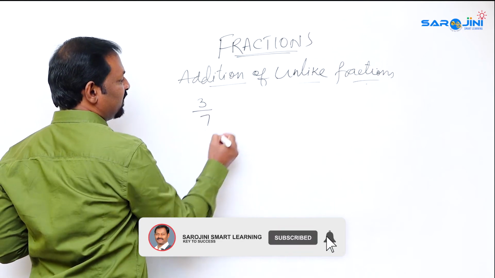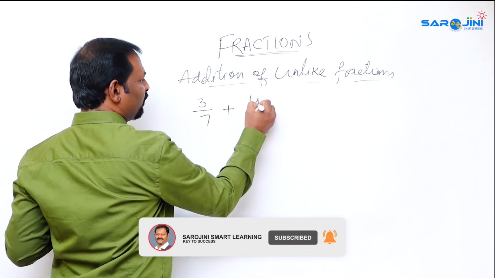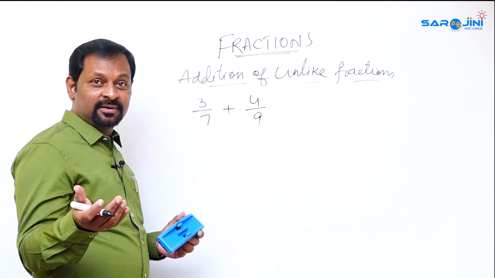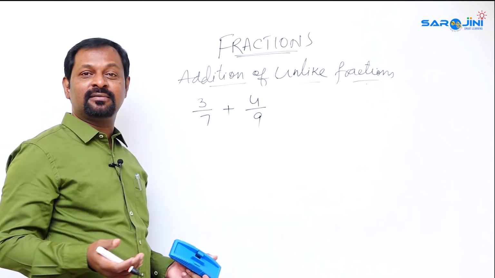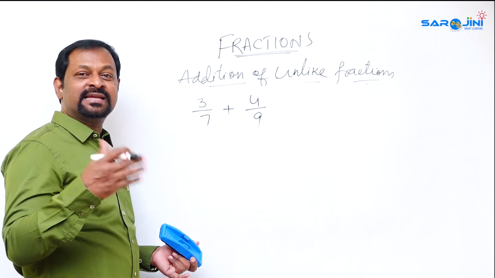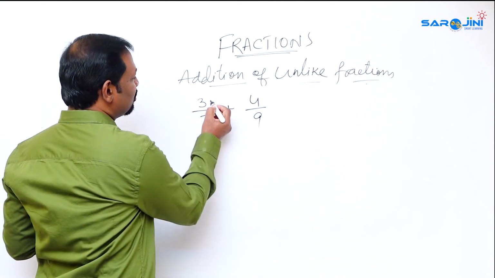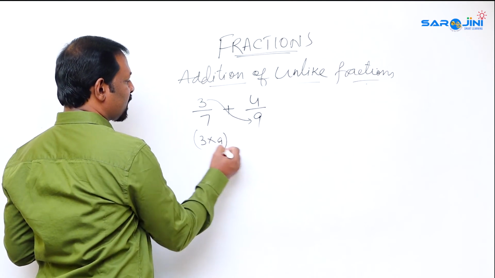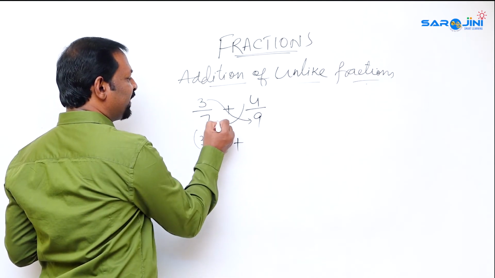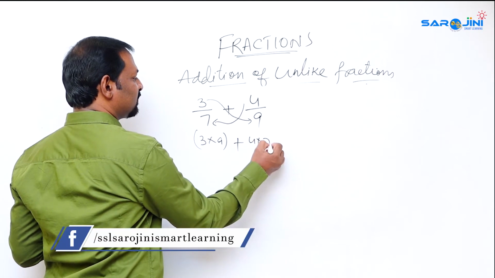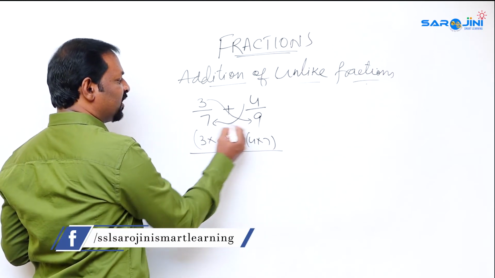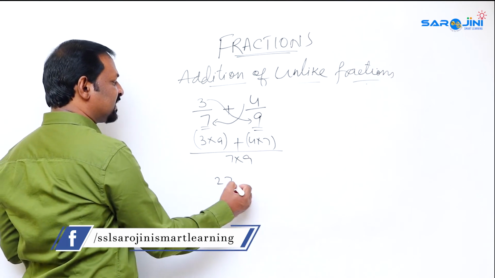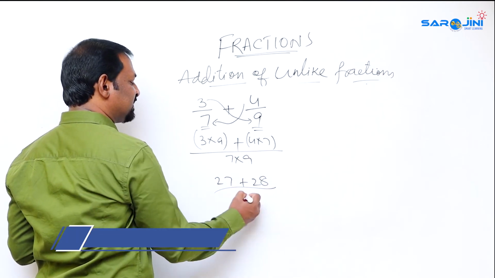Three by 7 plus 4 by 9. Now which method do you want? Method 1 is taking the LCM of 7 and 9. Our second method is cross multiplication. So 3 into 9 plus 4 into 7, divided by the denominators. What are the denominators? 7 into 9. Now this is 27 plus 28 by 7 into 9.